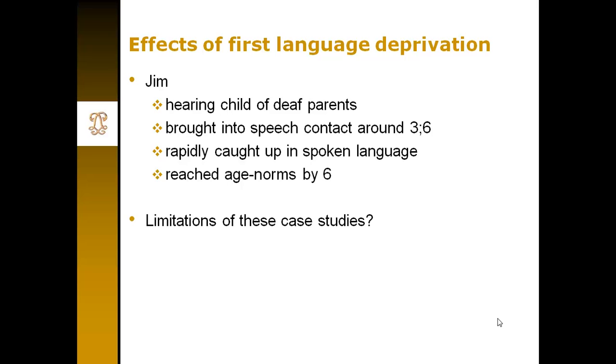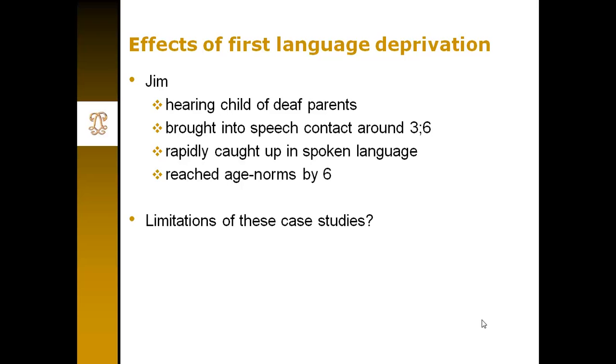Once he was introduced into that normal kind of hearing cohort, he seemed to have rapidly caught up in his spoken language development. By the time he was 6 years old, you couldn't really tell the difference between Jim and a child who had been brought up around hearing parents. So you can compare the case of Jim with the case of Chelsea. What's the big difference? Well, Jim, of course, is brought into speech contact much, much earlier than Chelsea is.